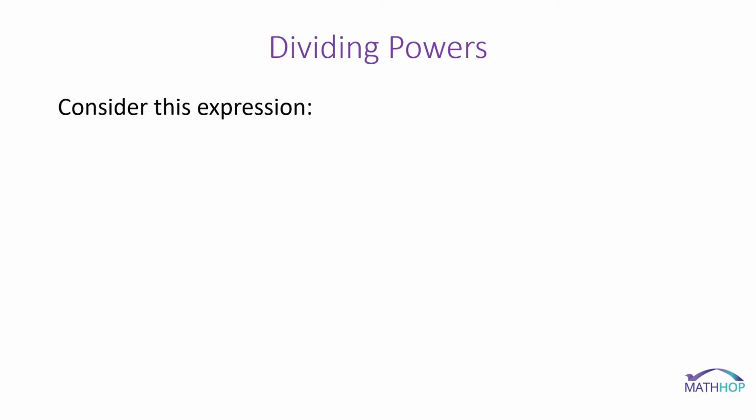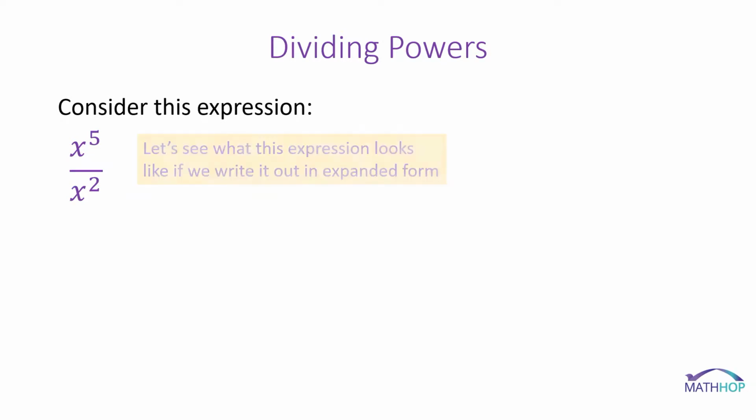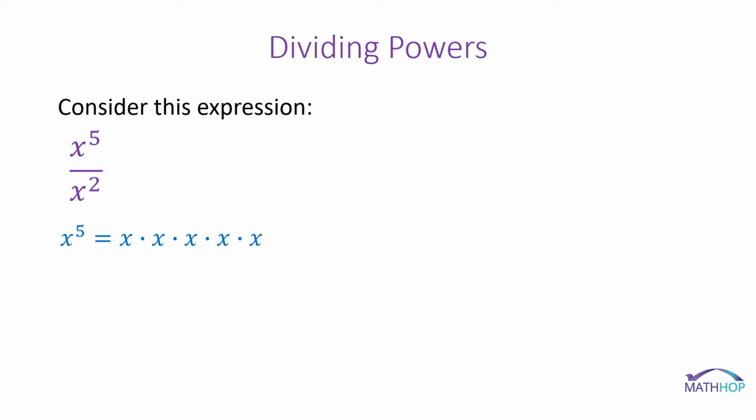So let's begin. Consider this expression, x to the fifth divided by x squared. And as always, I want to see what this looks like in expanded form so we can really understand the property being used here. So if we had x to the fifth written out, it would be 5 factors of x multiplied together. X squared would be 2 factors of x multiplied together. Rewriting the original fraction in expanded form, we would have 5 factors of x in the numerator and 2 factors of x in the denominator.